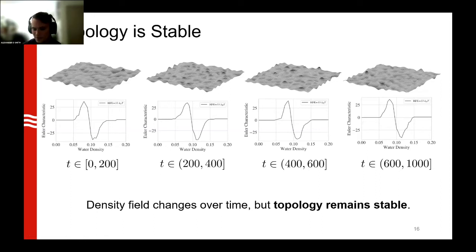So again, what we're seeing is that the density fields change over time, but the topology measured via the Euler characteristic remains a stable measure or quantification of these systems.